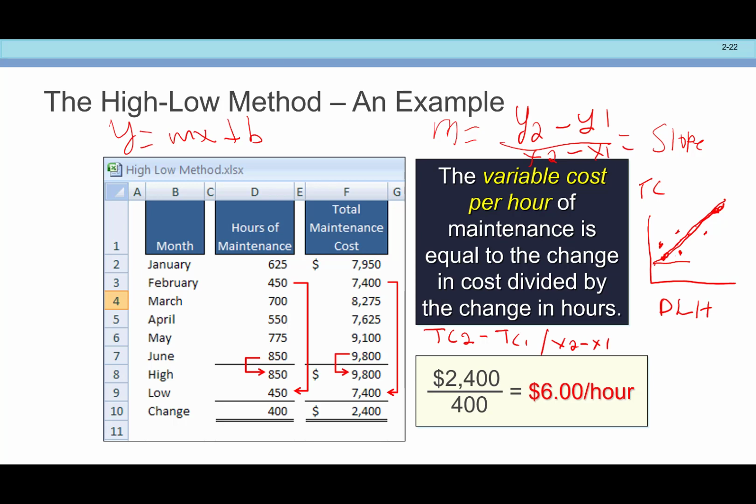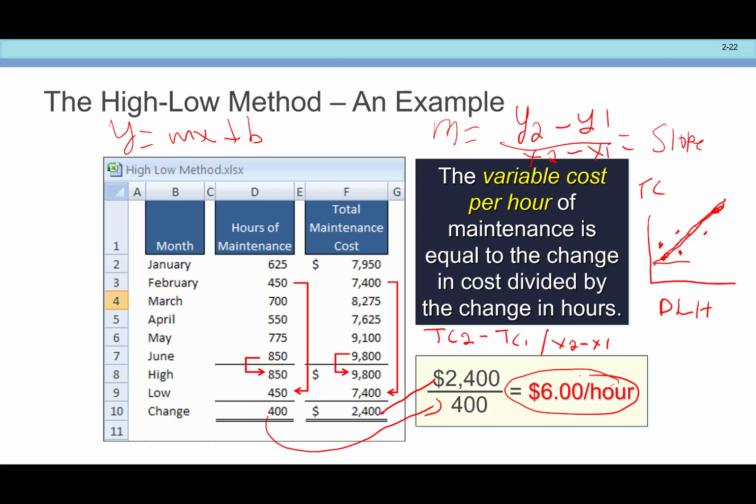The 9,800, the 7,400. That gives me a difference of 2,400, which is that number right there. And then they're saying what? Hours at 2 minus hours at 1. I'm calling that x2, x1. I guess I could have said h2, h1. But that difference is what? 400? And they do the math, and our variable overhead cost is $6 per hour.